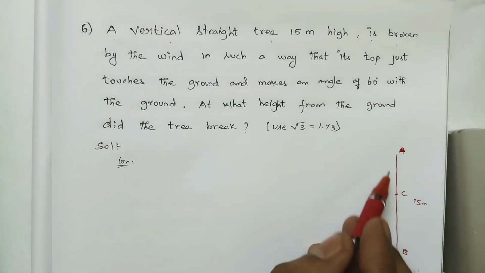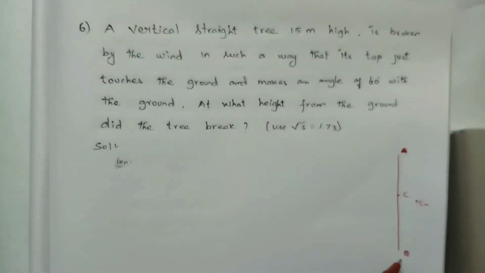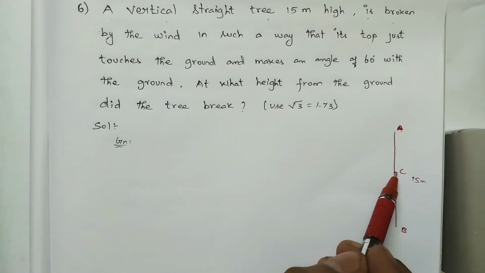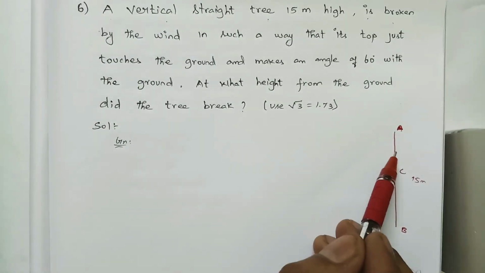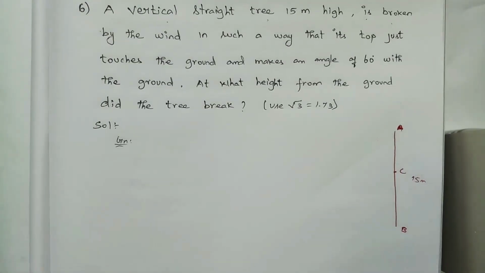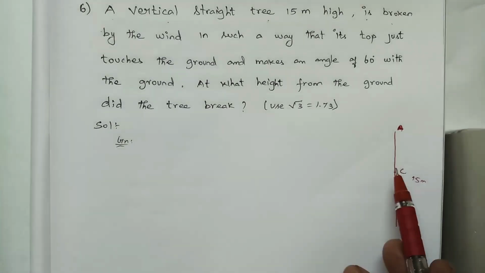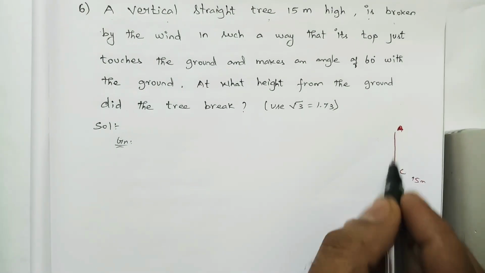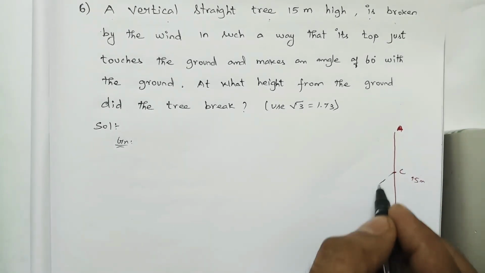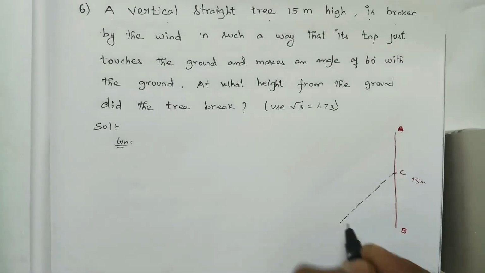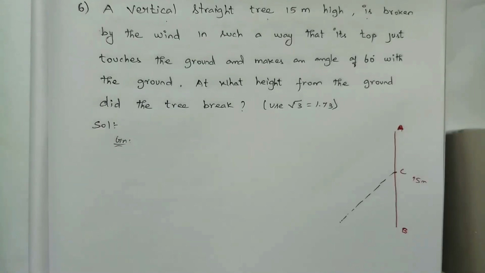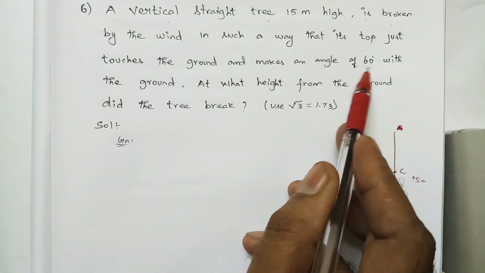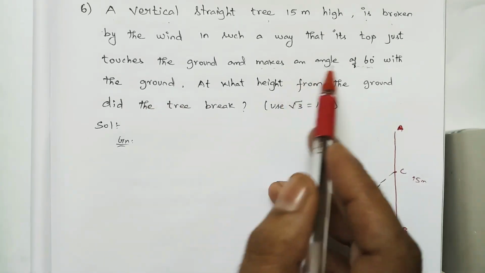The part AC has been broken by the wind. See, AB is nothing but the vertical tree, right. Due to the wind, the part AC has been broken and it is lying on the ground. So this AC part alone is lying on the ground, right. And what they are saying, it touches the ground and makes an angle of 60 degree with the ground, right.